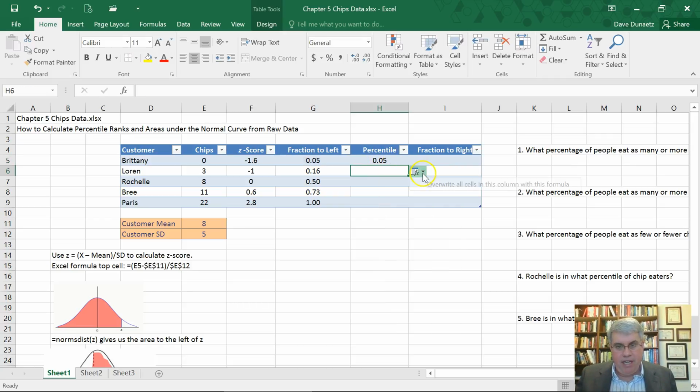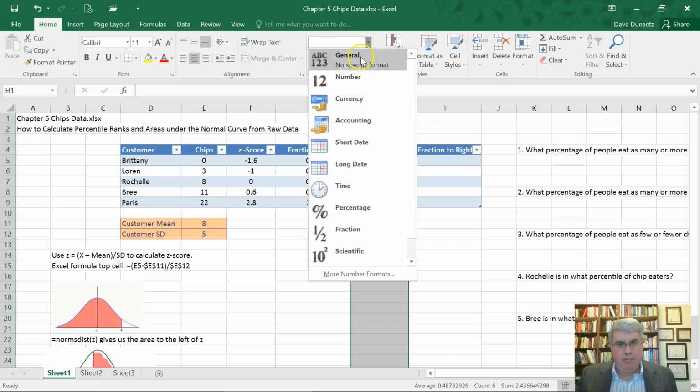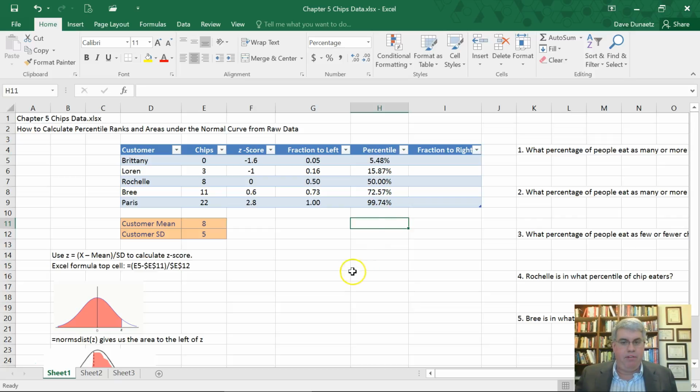And I'm going to copy all that into the same cell there. And I'm going to highlight that, and I'm going to change this to a percentage. And so this gives the percentile ranking: 5.48, 15.87, 50th percent. Paris is in the 99.74 percentile. So that's how we can create a percentile based on some raw scores.